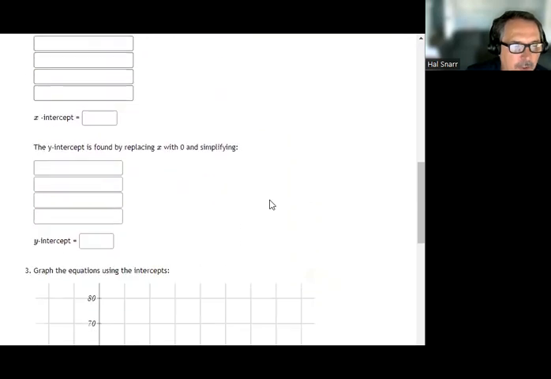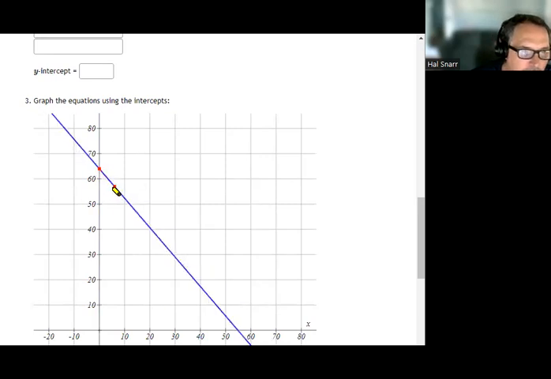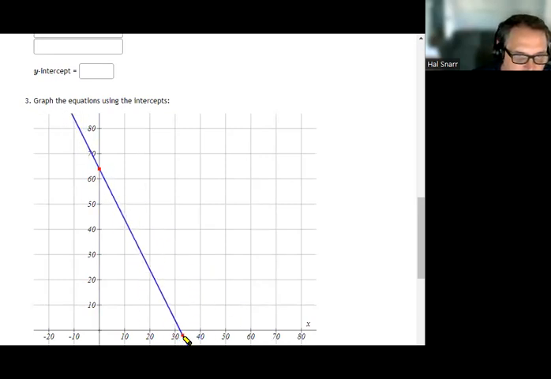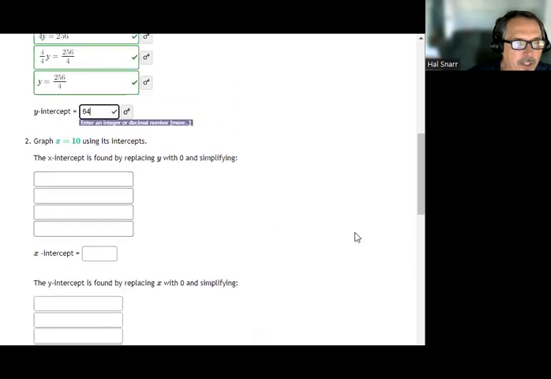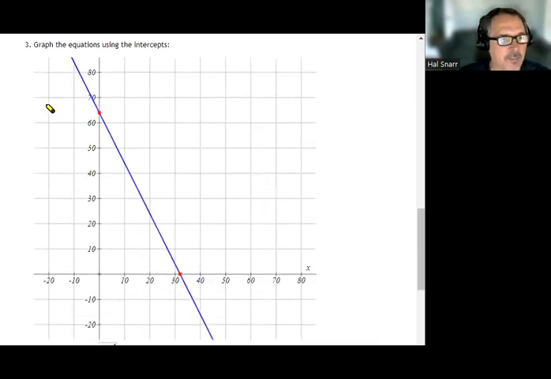So I'm going to go down to my graph here. This is really cool because MyOpenMath will allow you to set this so that you have to be exactly right. So the y-intercept was 64, and the x-intercept was 32. Now, if we forget, because I tend to talk a lot, we can go back up and double check. So the y-intercept is 64, the x-intercept is 32. And I've set it so you have to be exact.